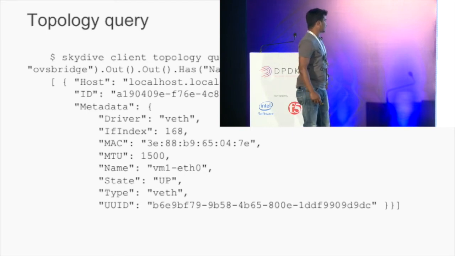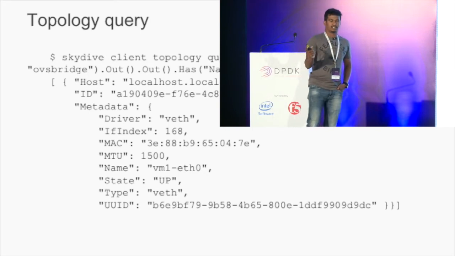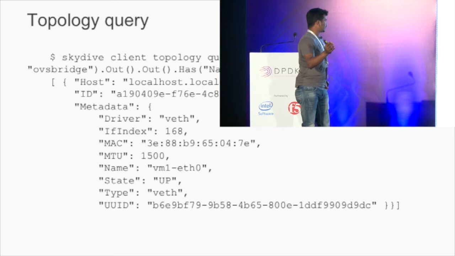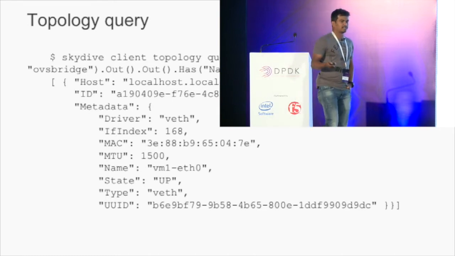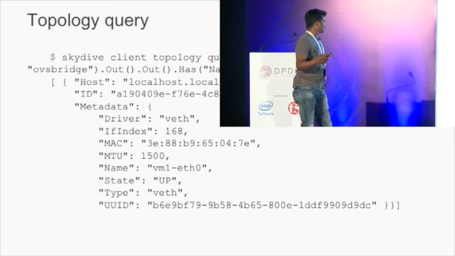And we have the traffic generator. You can generate traffic from one node to another node to check connectivity or something. Currently we support ICMP, TCP, and UDP formats. And we have a Python client, so you can use it in your Python software to query the Skydive information and use Skydive.